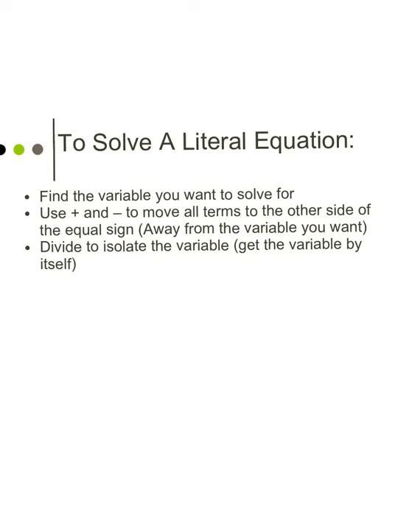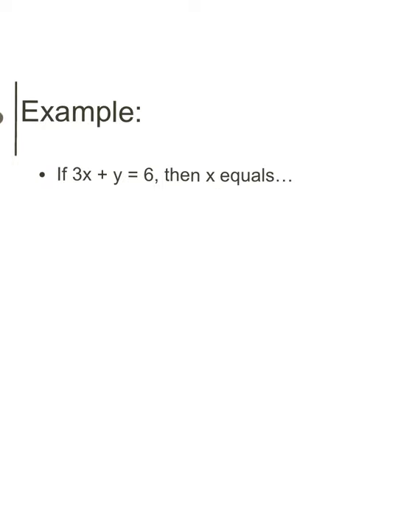Then use addition and subtraction to move all the terms to the other side of the equal sign, away from the variable you want. Then divide to isolate the variable, meaning get the variable by itself.